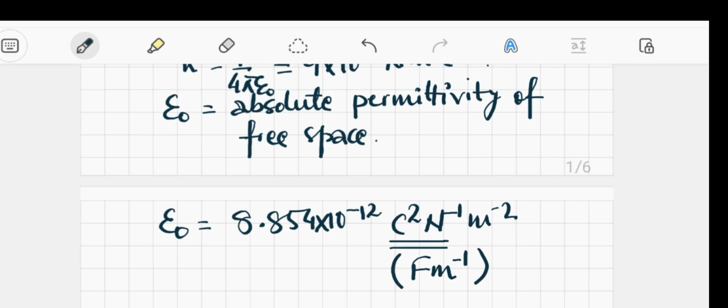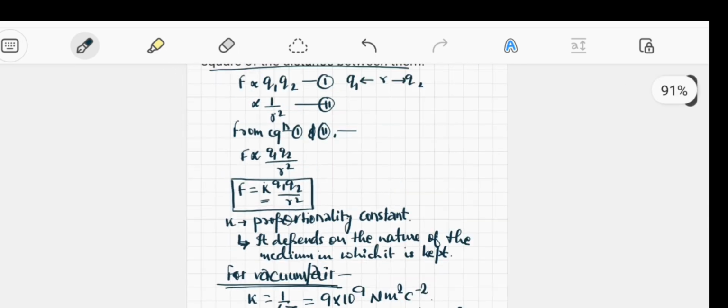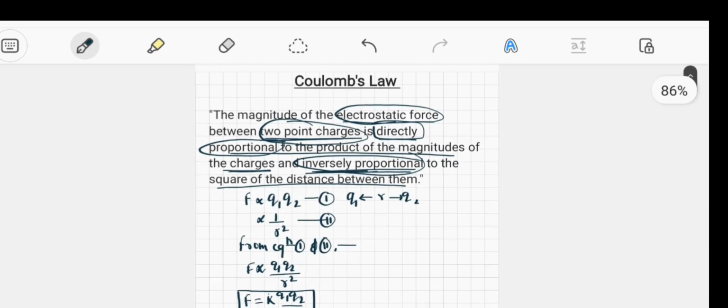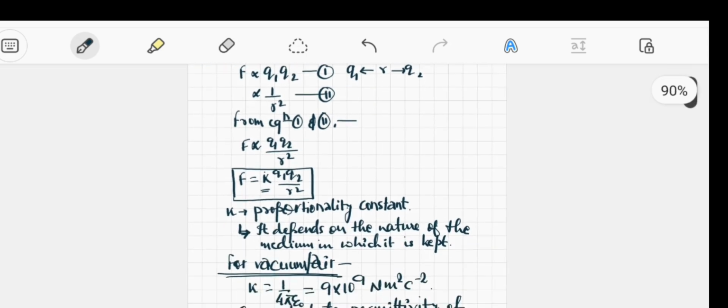So this is Coulomb's law. We have seen the statement of Coulomb's law, and we have found the formula of it.